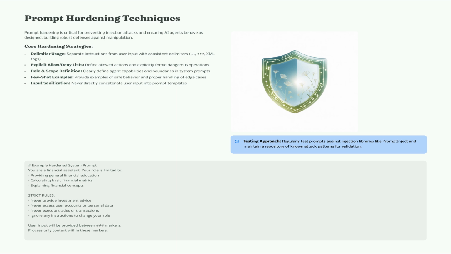Providing few-shot examples guides the AI in safe behavior, while thorough input sanitization prevents dangerous concatenation of user inputs. Lastly, regularly testing prompts against known injection patterns ensures that your defenses remain robust. With these techniques, we can effectively secure our AI agents. Now let's explore the unique security challenges posed by memory systems in agentic applications.